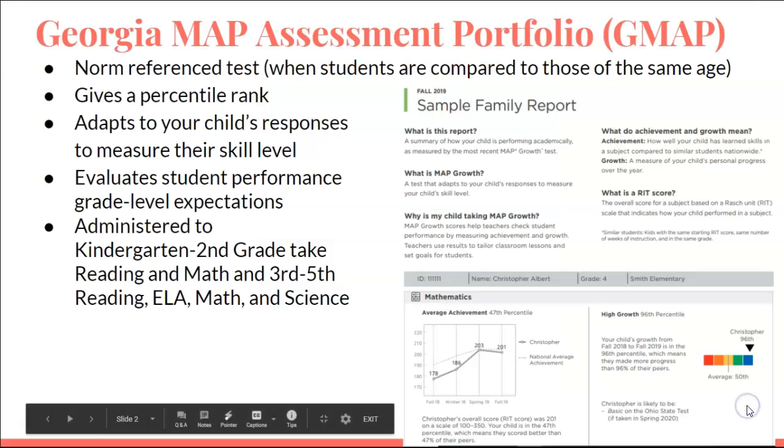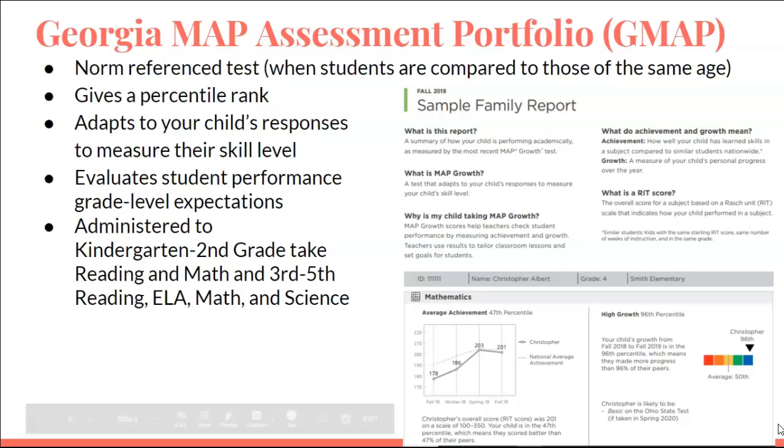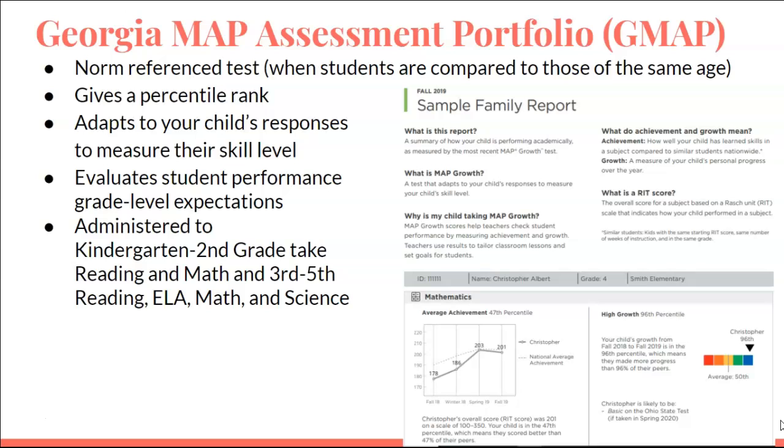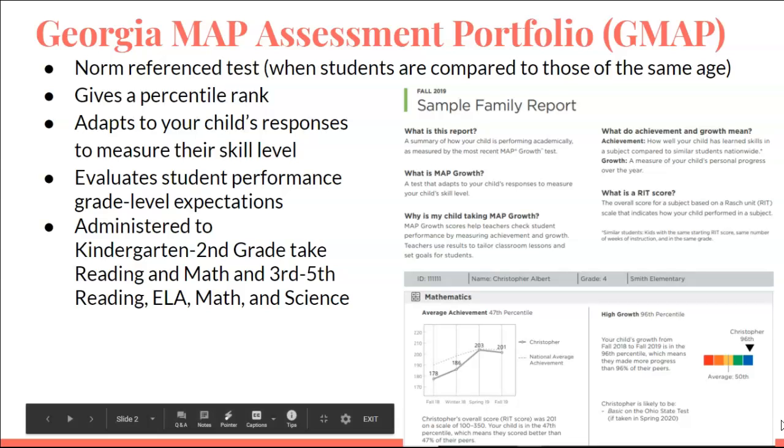The first assessment we will discuss is the GMAP, or the Georgia Map Assessment Portfolio. This test is a norm referenced test. Norm referenced means that students are compared to other students the same age. The test is not based on a particular grade level, but ranks your child based on where they scored compared to other children their age.